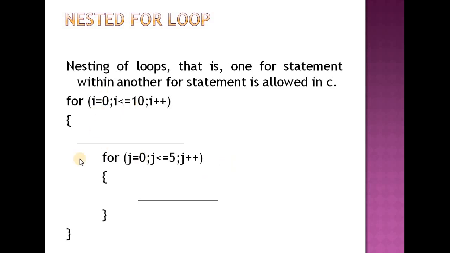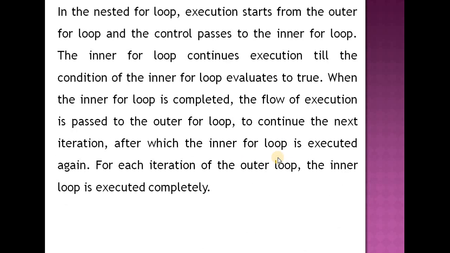Okay, so I hope you have understood the nested for loop. In the nested for loop, execution starts from the outer for loop and the control passes to the inner for loop. The inner for loop continues execution till the condition of the inner for loop evaluates to true. When the inner for loop is completed, the flow of execution is passed to the outer for loop to continue the next iteration, after which the inner for loop is executed again. For each iteration of the outer loop, the inner loop is executed completely.